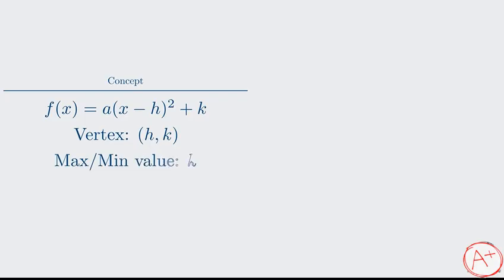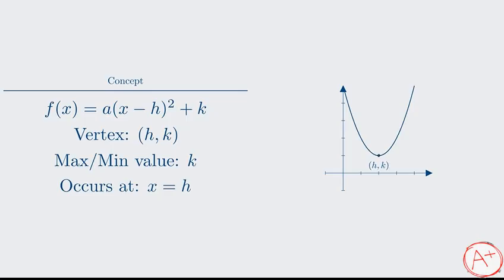Our first method is completing the square. We want to transform the general quadratic into the vertex form. In this form, the coordinates of the vertex are simply h and k. The value k represents the maximum or minimum value of the function, and it occurs specifically when the bracket equals 0, which is at x equals h. This method is highly favored in Paper 1 because it reveals the transformation of the graph directly.